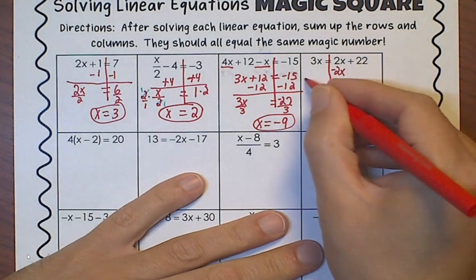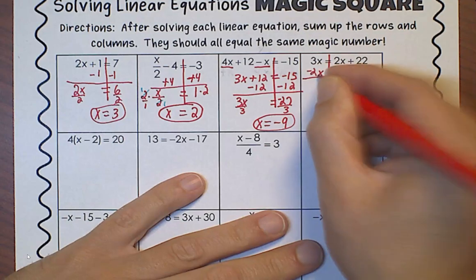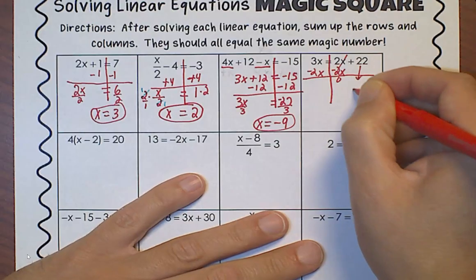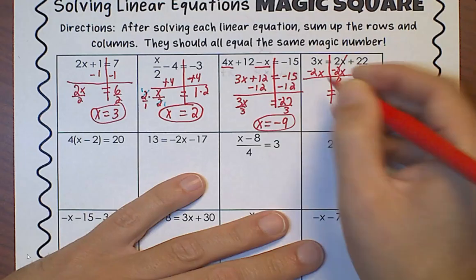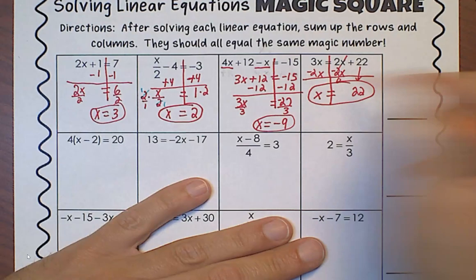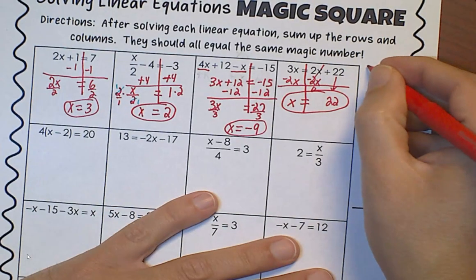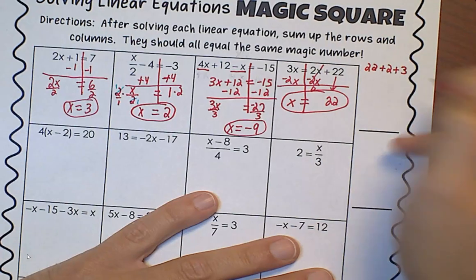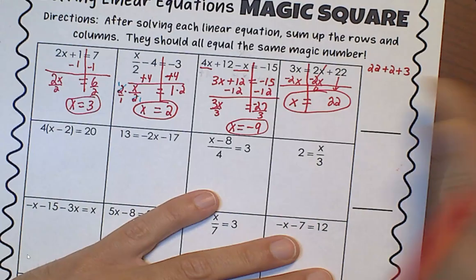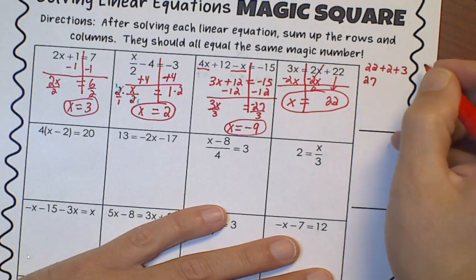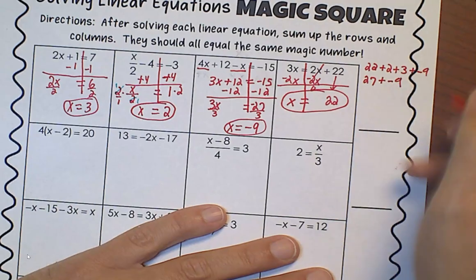So I'm going to go minus 2x, which gives you 0. Plus 22, you just put 22. And then 3x minus 2x, it's already isolated. Okay, so 22 plus 2 plus 3. Let's see, that'd be 24, 27, plus negative 9, 18.